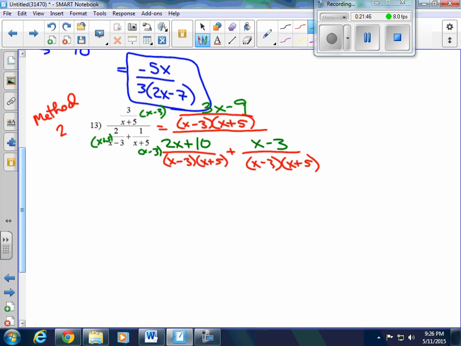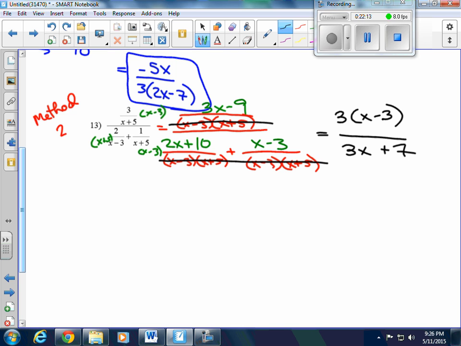And like we said before, if you get a common denominator in all of these, this is simply just going to cancel out. And if I factor that right away as I'm doing it, I'm going to get 3 times x minus 3. Add my like terms. I'm going to get 3x plus 7. We have 10 minus 3. And there is our answer.